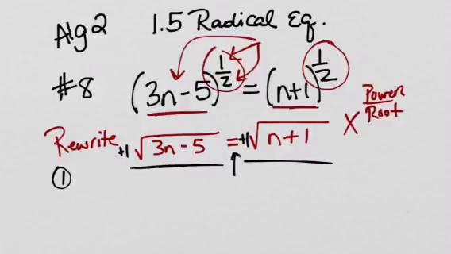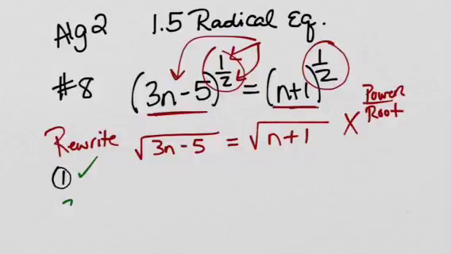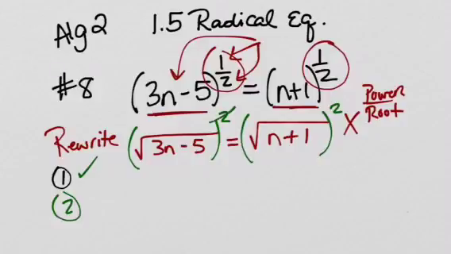Now, what do we have to do to get rid of these square roots? Well, we need to square both sides. So step number 1 is done, they're alone. Step number 2 is I need to square in order to get rid of a square root. The entire left side in parentheses, square it. The entire right side in parentheses, square that one. The squaring cancels out the square root, I get 3n minus 5. The squaring cancels out the square root, I get n plus 1.